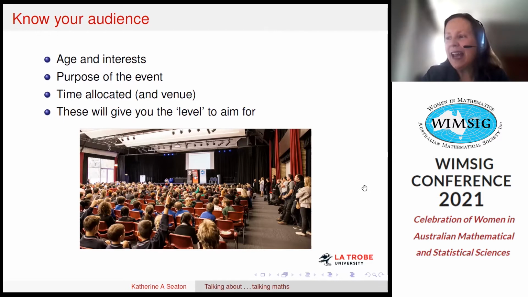So there was a fair air of excitement in the room, and a bit like today, I was standing between them and their prizes. So I had to keep it snappy. There were also a lot of parents and teachers there. So it was quite a wide audience and very young. Now, they were interested in maths, so that was a good thing. So that's the purpose of the event. It was to give them prizes, but to also excite them about mathematics.